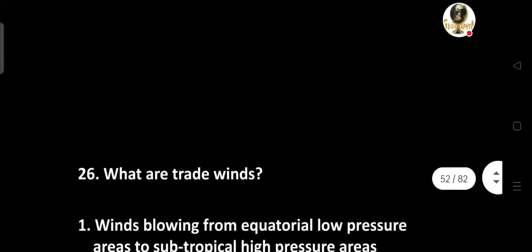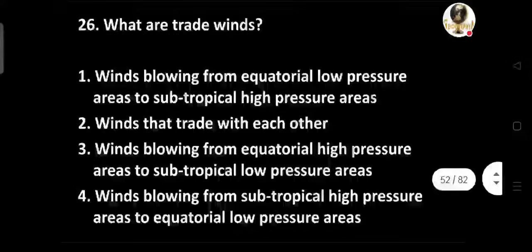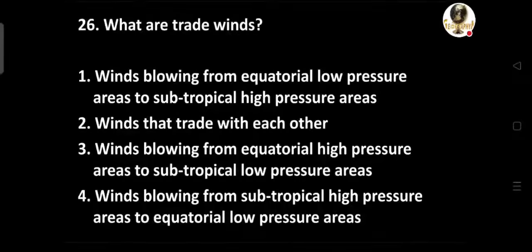Another question, number 26. What are trade winds? Winds blowing from the equatorial low pressure area to the subtropical high pressure area, winds that trade with each other, option 3, winds blowing from the equatorial high pressure area to the subtropical low pressure area, and winds blowing from the subtropical high pressure area to the equatorial low pressure area. Very interesting question, question number 26, I explain.